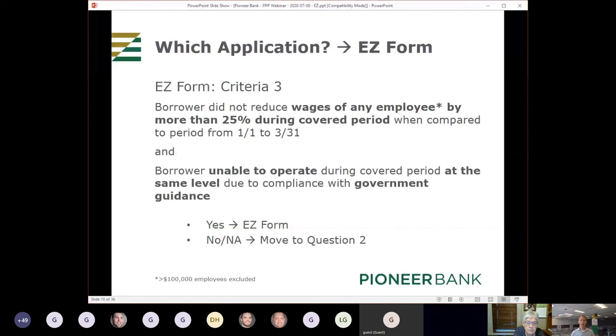So again, criteria 3, the first part is the same thing as criteria 2, but the extra thing that they add is they basically give you a pass if you needed to shut down just because of a government mandate. Like if you were a restaurant or a brewery, something where the government said you cannot operate, they say we're not going to hold that against you and you can use the easy form.